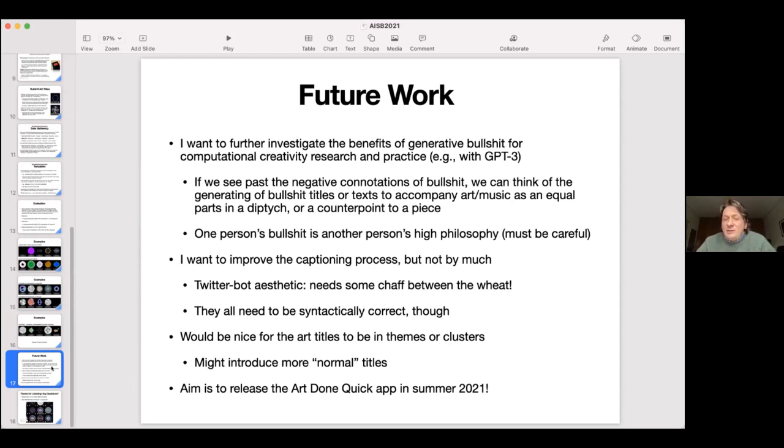There's a phrase in English, we have to separate the wheat from the chaff. And with Twitter bots and with this kind of image titling, you want to have to go through a certain amount of rubbish, because then you feel like you've found the jewel in the crown or the needle in the haystack. So I don't want it to become perfect, otherwise it would kind of lose some of the charm.